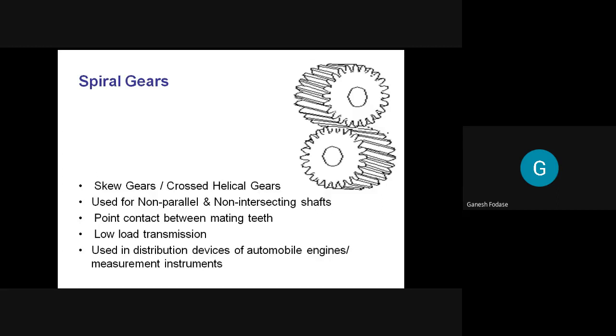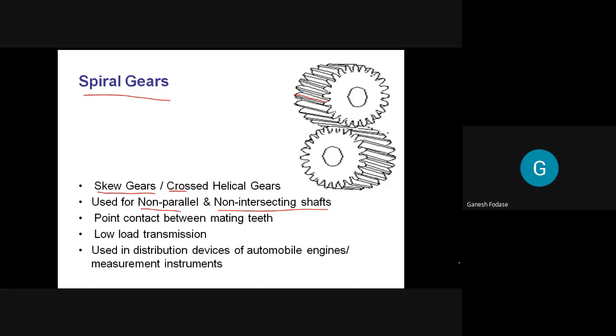Remember, these are used for non-parallel and non-intersecting shafts. So they transmit power between this type of shafts, between non-parallel, non-intersecting. Actually, we can say when a helical gear, which is shown here, is used to transmit power between non-parallel and non-intersecting shafts, then that helical gear is called a spiral gear, sometimes called a cross helical gear, or also called skew gears.